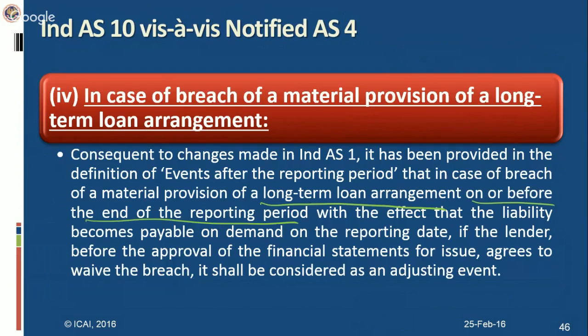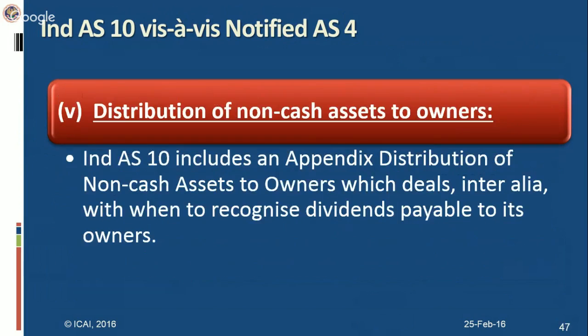So you have to see on a case-to-case basis. If the person from whom we are under a contract or under a loan arrangement, the lender, before our approval of the financial statements, agrees to waive the breach of liability, then it shall be considered as an adjusting event and the financial statements will be adjusted. But in our AS4, no such requirement is there.